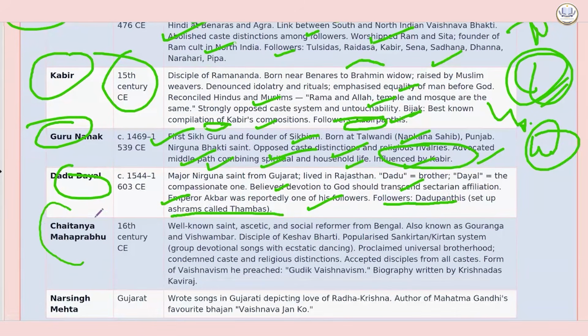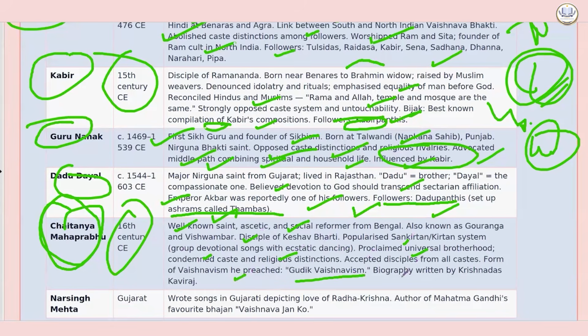Then we have Chaitanya Mahaprabhu, so much in the news because of the Bengal elections. He was a 16th century well-known saint, ascetic and social reformer from Bengal, also known as Gauranga and Vishvambhara. A disciple of Keshav Bharati, he popularized the Sankirtan or Kirtan system, combining devotional songs with ascetic dancing. He proclaimed universal brotherhood, condemned caste and religious distinction, and accepted disciples from all castes. The form of Vaishnavism he preached was Gaudiya Vaishnavism. His biography was written by Krishna Das Kaviraj.